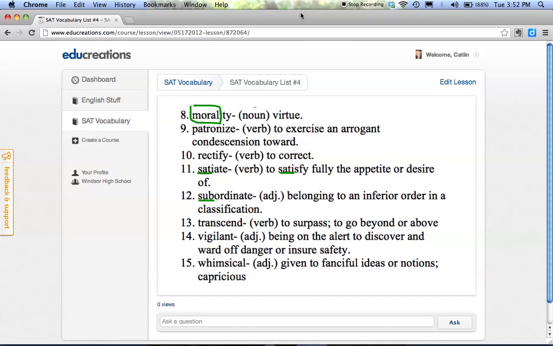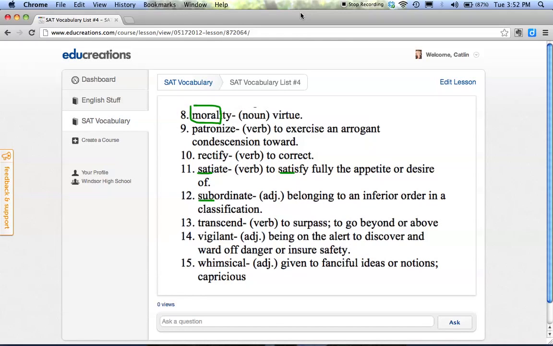Number 13 is transcend, and this is a verb, and transcend means to surpass, which means to go beyond or above. So sometimes somebody who is very patient or very kind can transcend a bad situation by not getting caught up in it. So anytime you're transcending, you're kind of moving beyond, moving above. It has a very positive connotation when you transcend something.